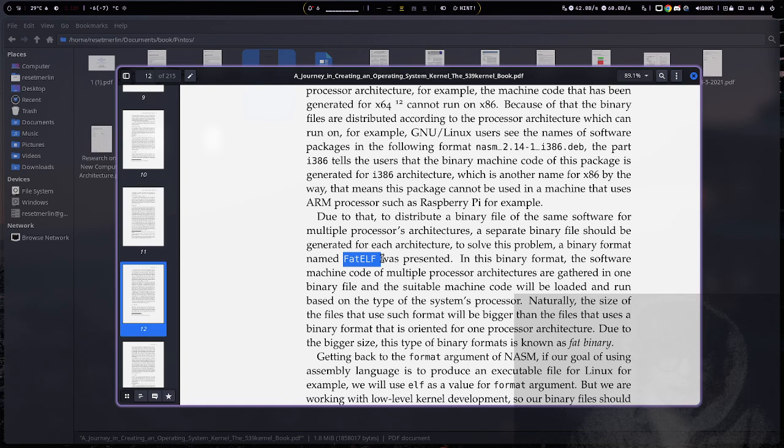And flat, so you're saying that our binary should be flat. Flat means that it is pure machine code. There is no binary format. It's just pure code, like a bin file.